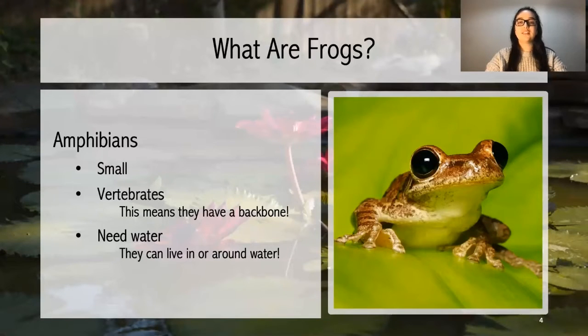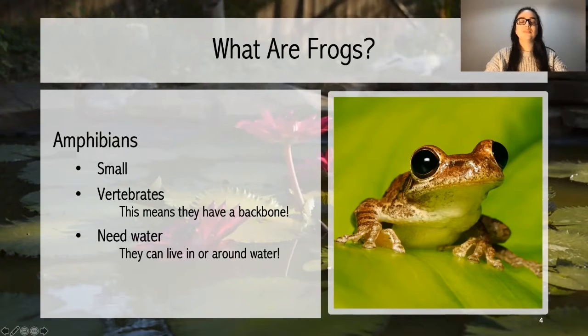What are frogs? Frogs are amphibians. Amphibians are small vertebrates. Vertebrates are animals with a backbone. Amphibians need water. They can live inside the water or around the water. Right here, we have a picture of a Cuban tree frog.